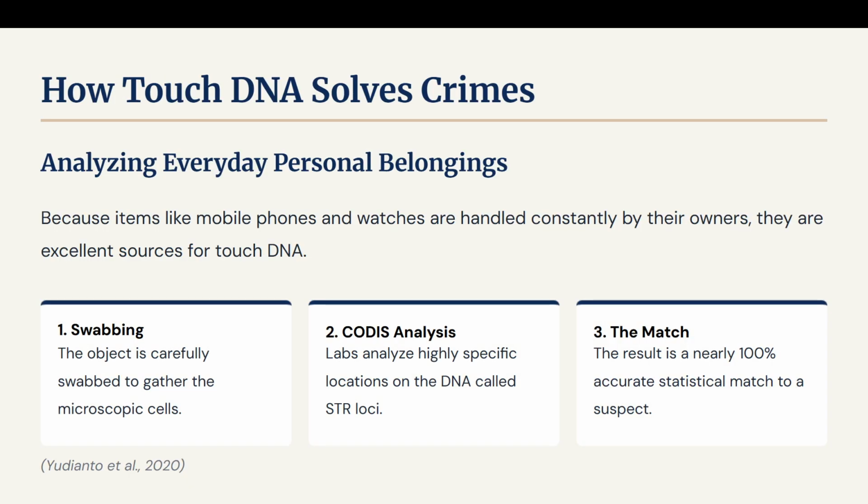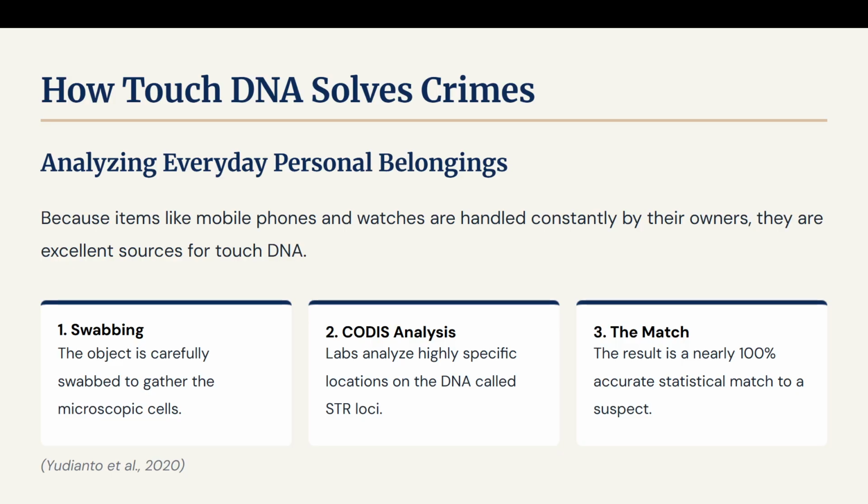So how does this microscopic trace actually solve crimes in the field? Based on the empirical work of Udianto and his team, everyday personal belongings like mobile phones and watches are excellent sources for touch DNA because they are handled constantly by their owners. The investigative process follows three core stages.